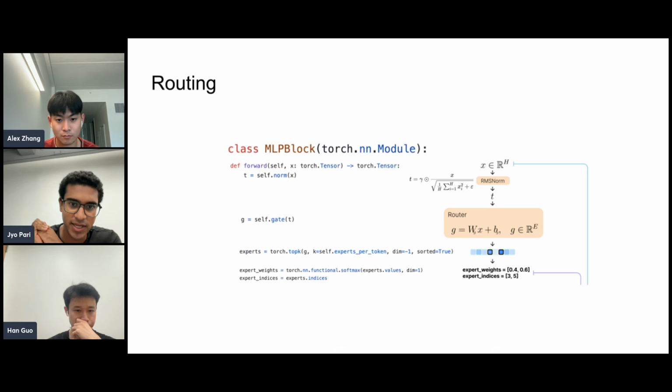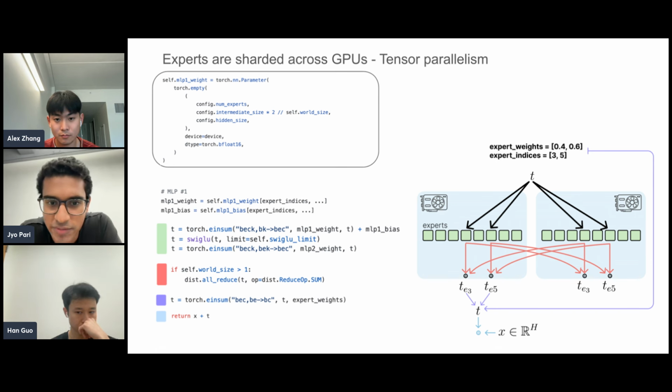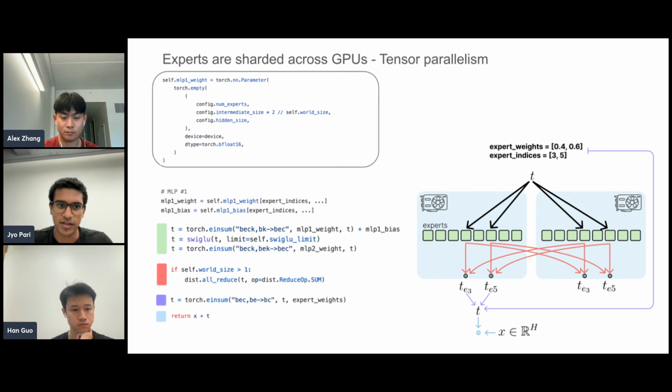So we can go to the next slide. Now this is more of the meat of the MoE. The router is quite a lightweight layer, but the MLPs take up around 90% of the parameters of a transformer. Because of this, we're going to actually use tensor parallelism. What I drew here is, just imagine we have two GPUs.